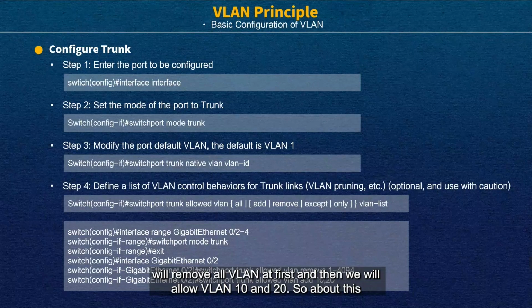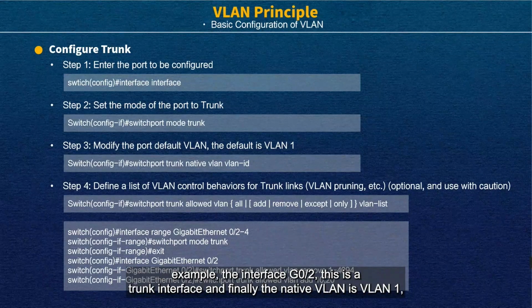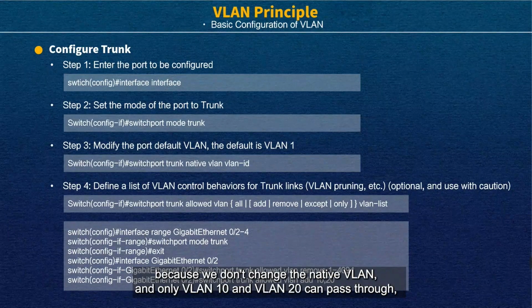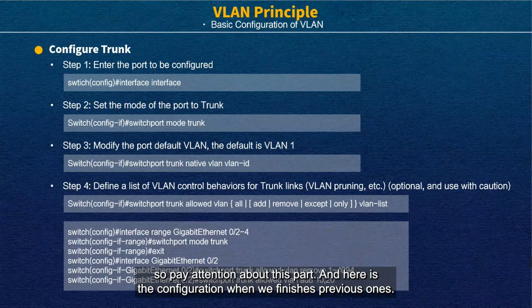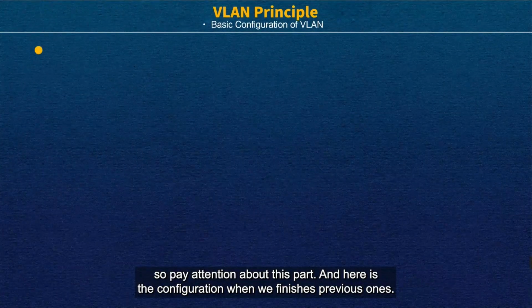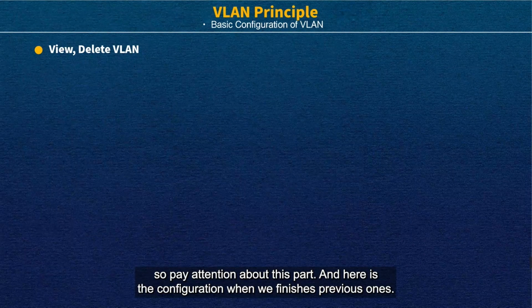So in this example, interface GigabitEthernet 0/2 is a trunk interface. And finally, the native VLAN is VLAN 1 because we don't change the native VLAN. And only VLAN 10 and VLAN 20 can pass through. So pay attention to this part. And here is the configuration when we finish the creation.